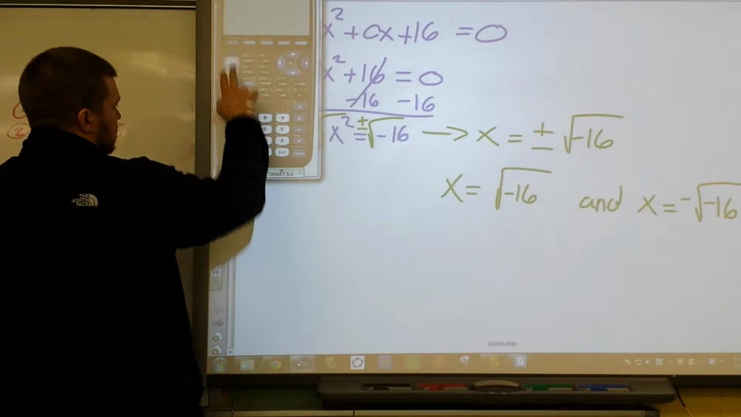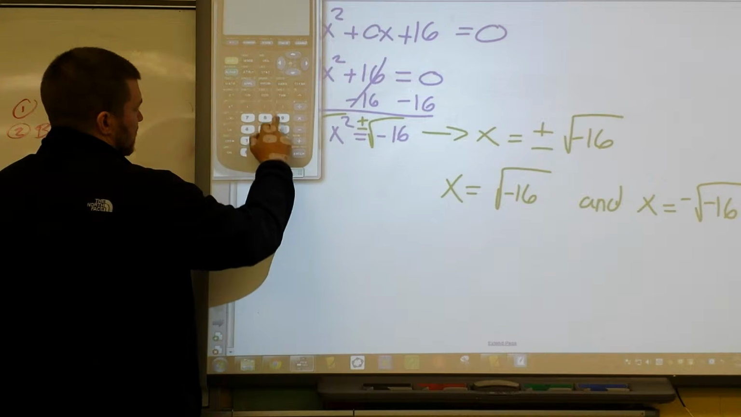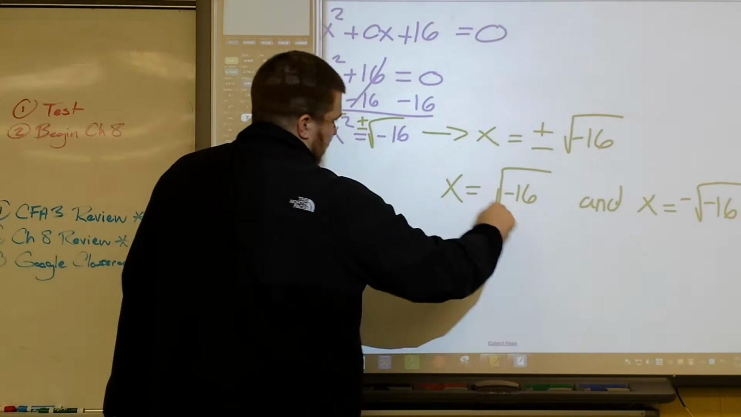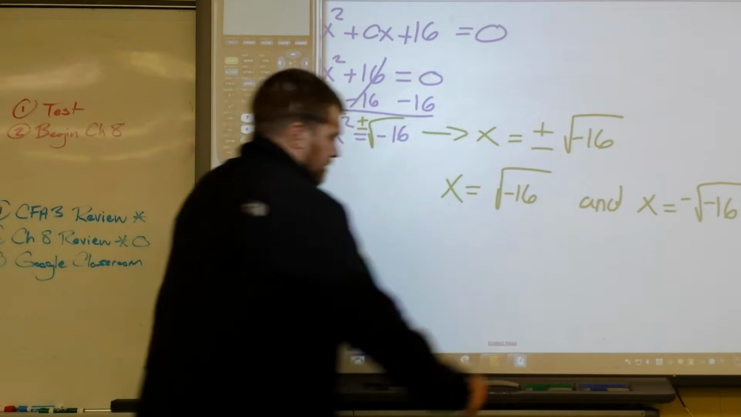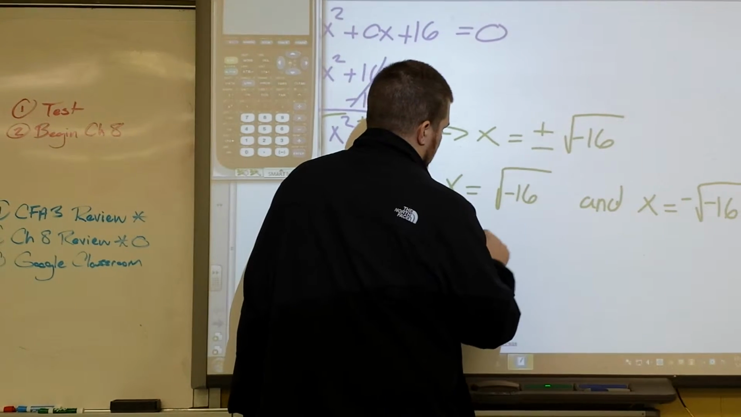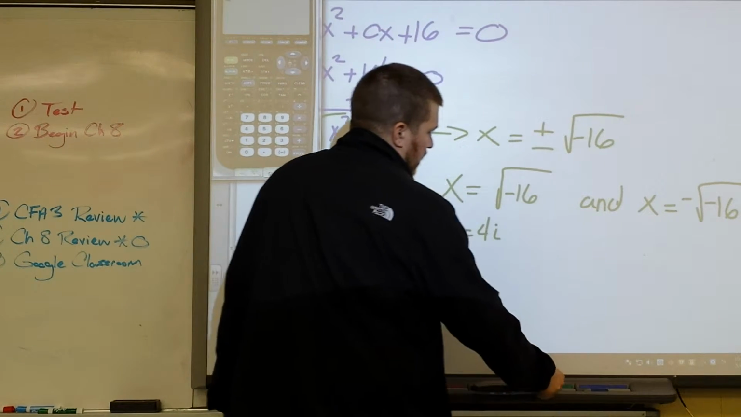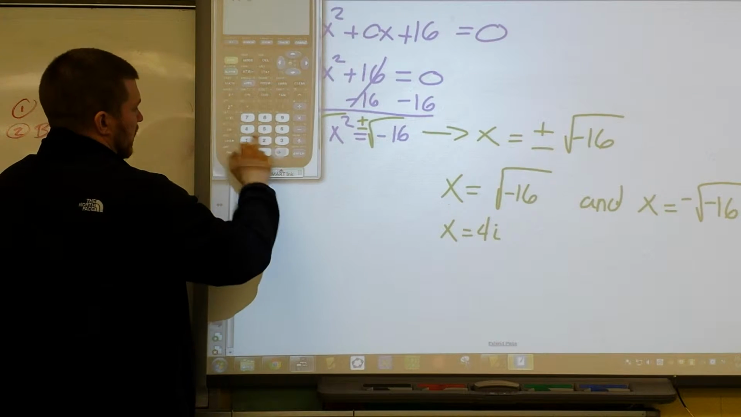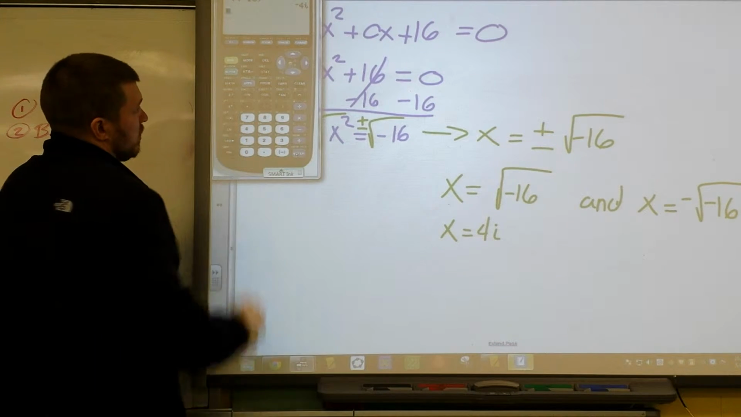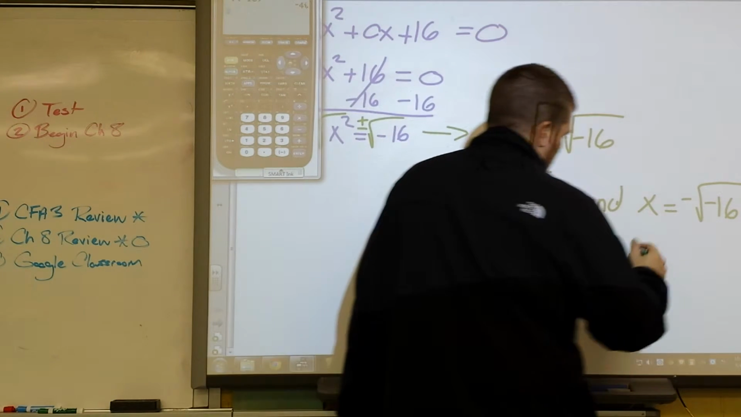What I want to do is say the square root of negative 16. Make sure all of this is in the parentheses because it's all underneath the radical sign. And I get 4i. So one of my solutions is 4i. And then I have negative square root of negative 16. Close it up. And I get negative 4i for my other solution.